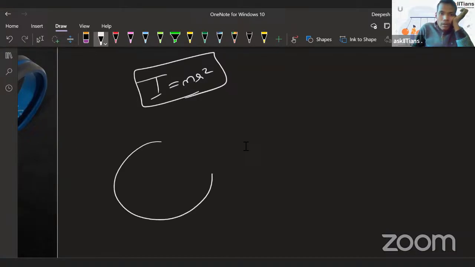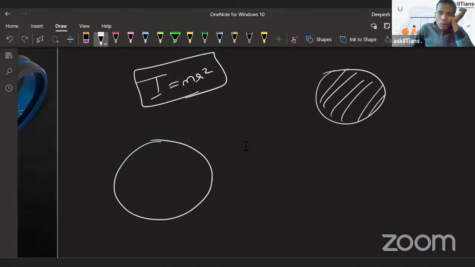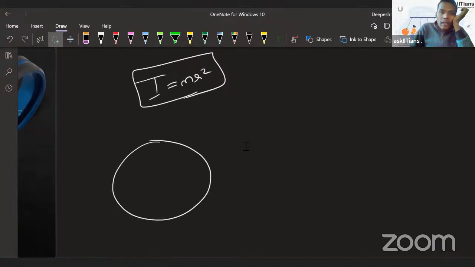But when I'm talking about a ring, a disk, or a cylinder, these are not point masses. What should I do then? I will take a ring and a very small section of that ring. I will calculate the moment of inertia of that small section. It's kind of a point mass right now. Once I'm done with it, I will integrate it for the whole ring.